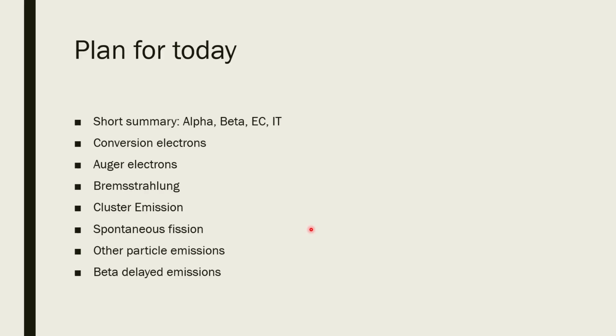What are we going to talk about today? A short summary of seminar number 2, alpha, beta, electron capture and isomeric transition, and then we are going to talk about some other effects regarding decays, such as conversion electrons, Auger electrons, Bremsstrahlung or braking radiation, and some other types of decay, such as the cluster emissions, spontaneous fission, other particle emissions, and beta-delayed emissions.